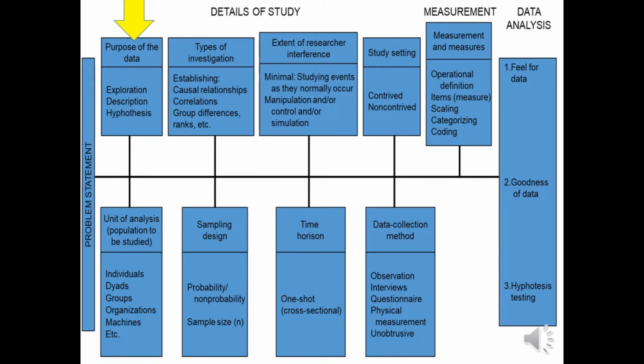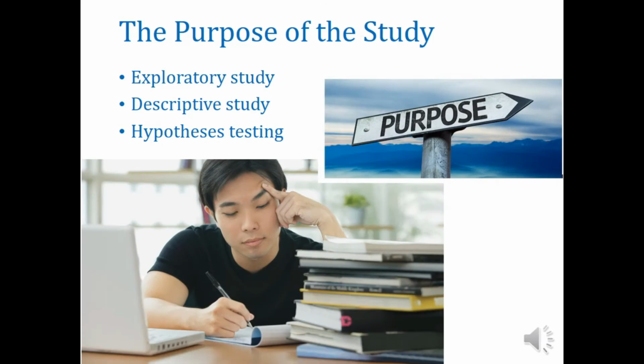From the yellow arrow we will start the first step of scientific research design. Today our first step of scientific research design is the purpose of the study. In the purpose of the study we discuss exploratory study, descriptive study and hypothesis testing study. The purpose of the study is further divided into 3 parts: exploratory study, descriptive study and hypothesis testing study. The purpose of a study basically defines your direction and the purpose and importance of your research.